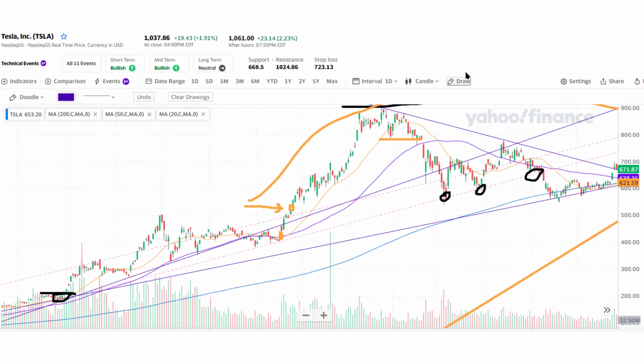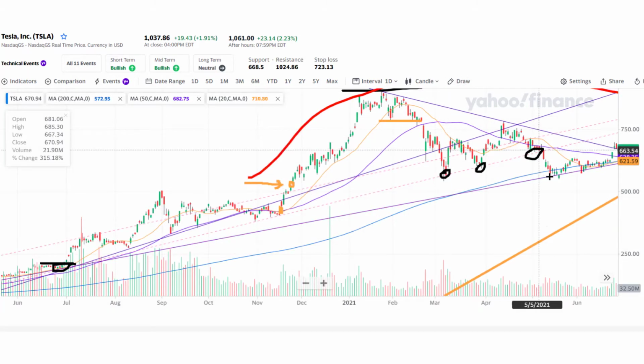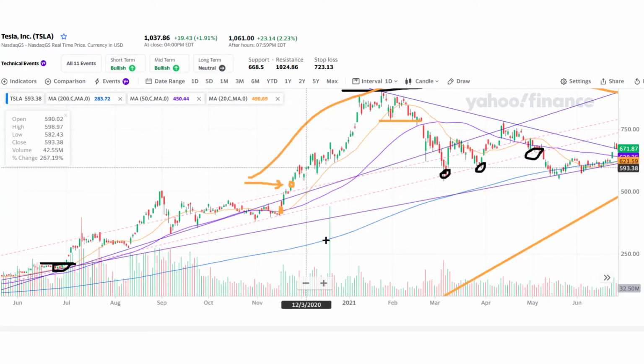What is the price over here? We said 526. That is exactly what we said. So did we fill that? Let's see. Let's look at the low over here. The low here is 546, and the low over here is 539. We did not fill that.